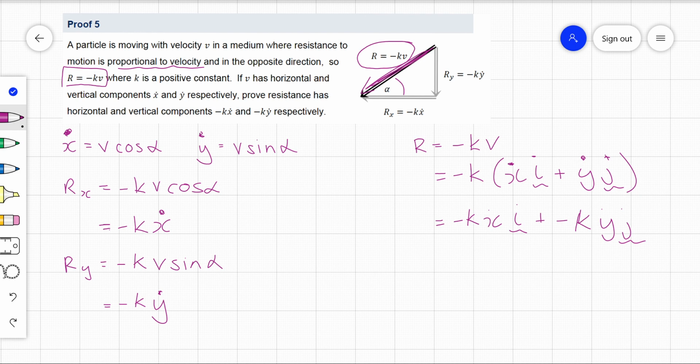So you can see from that as well that in the horizontal plane we've got minus k x dot, and in the vertical plane we've got minus k y dot. So they are the components. So it's quite nice when we're dealing with linear drag, not so much when we're dealing with quadratic drag.